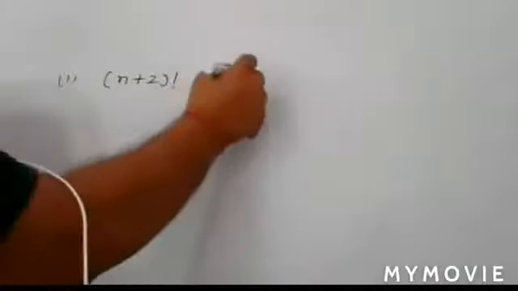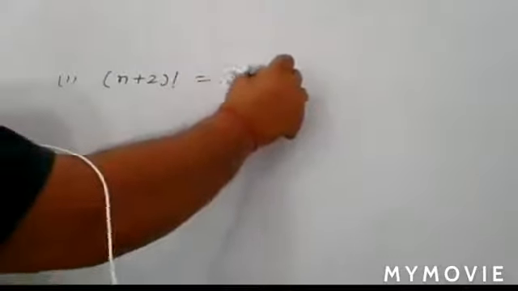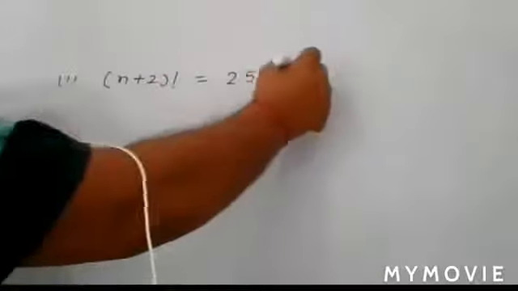Find the value of n. Yes, right. Find the value of n if n plus 2 factorial is equal to 2550 into n factorial.